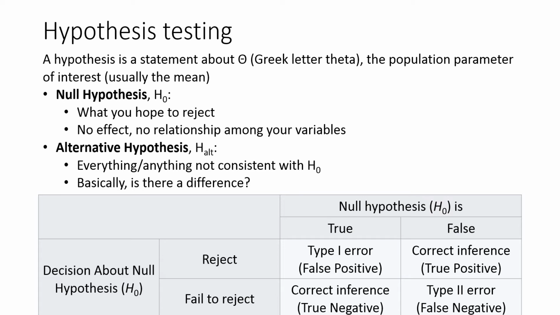So the null hypothesis is actually false, but we failed to reject the null hypothesis, as in there was actually a difference, and we weren't able to detect that difference. Aren't the type 2s worse than the type 1s? That depends on your question, right?